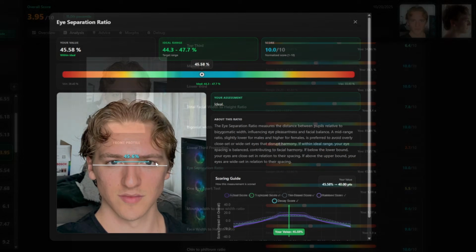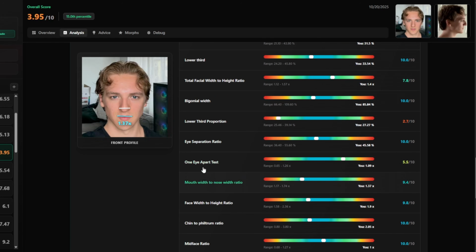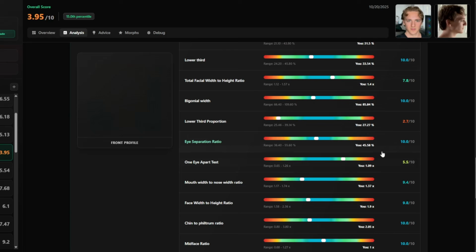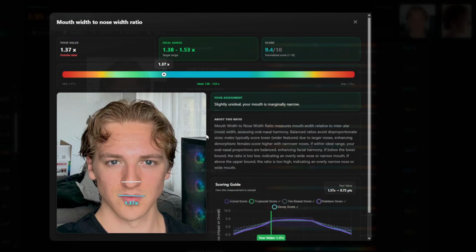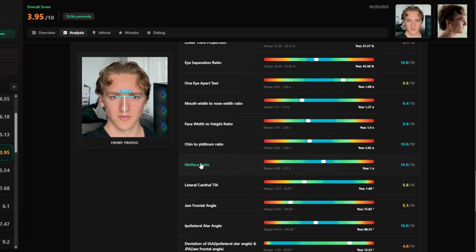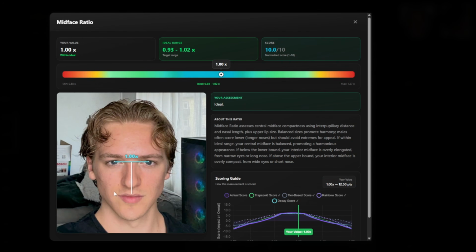So his eye spacing is actually very good. Even his one-eye-apart test is not too bad, pretty reasonable. Mouth width to nose width looks pretty much ideal, like it's 0.01 away from ideal. He has a little bit narrow mouth. He could have a bit wider of a mouth, but it's nothing extreme. Perfect mid-face ratio.